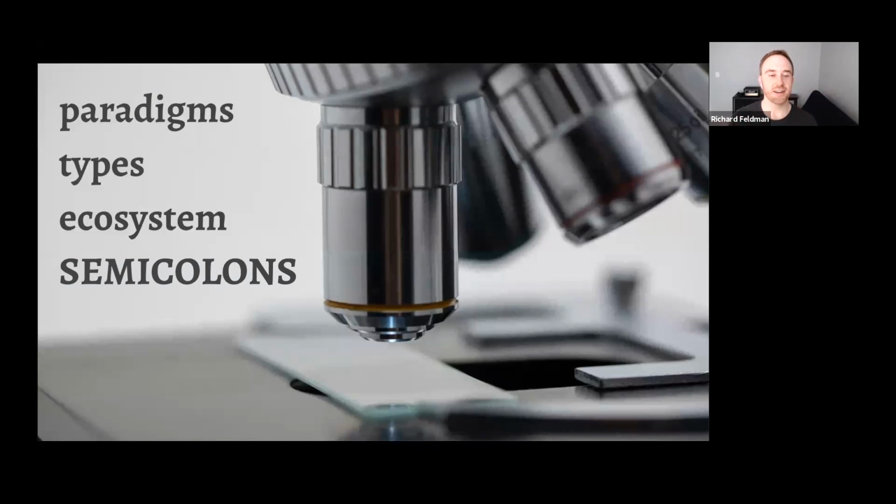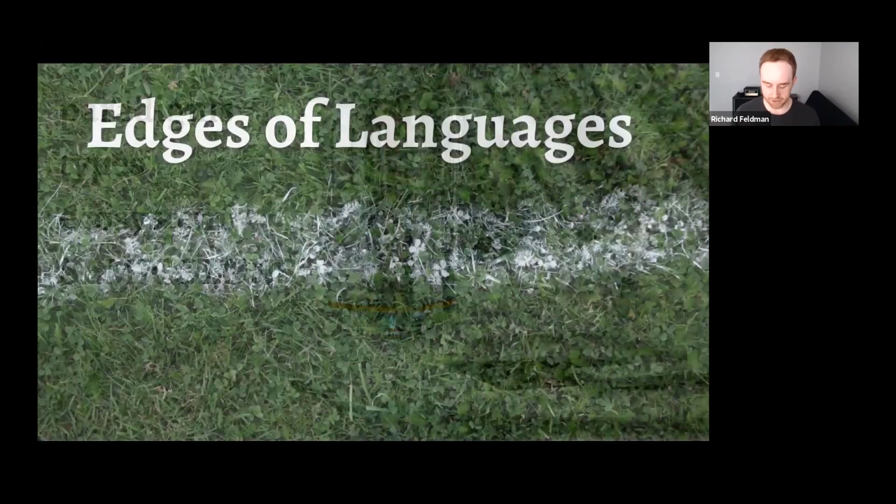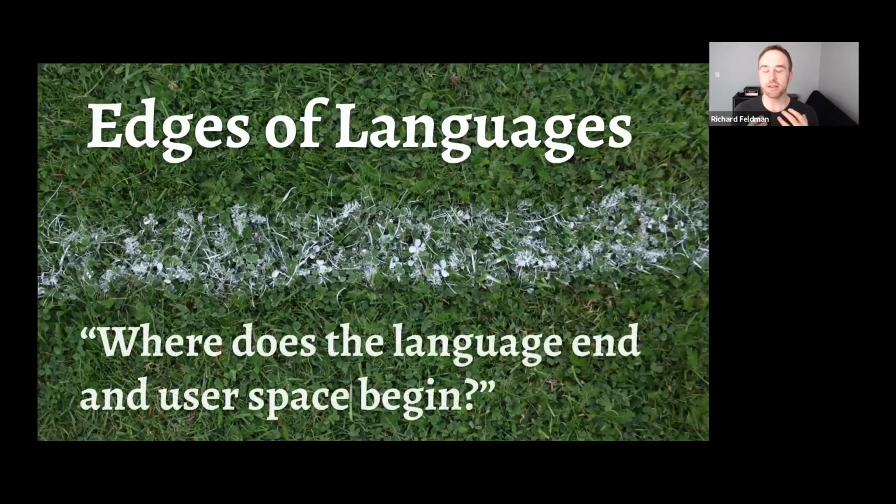I would take all these factors into account, and eventually I'd build a mental model of, okay, what's this language about? But over the years, I've developed more and more experience with different languages, and I've started to appreciate that there's another axis that I never really thought about in the early days. And that is the edges of programming languages. In other words, where does the programming language end and user space begin?